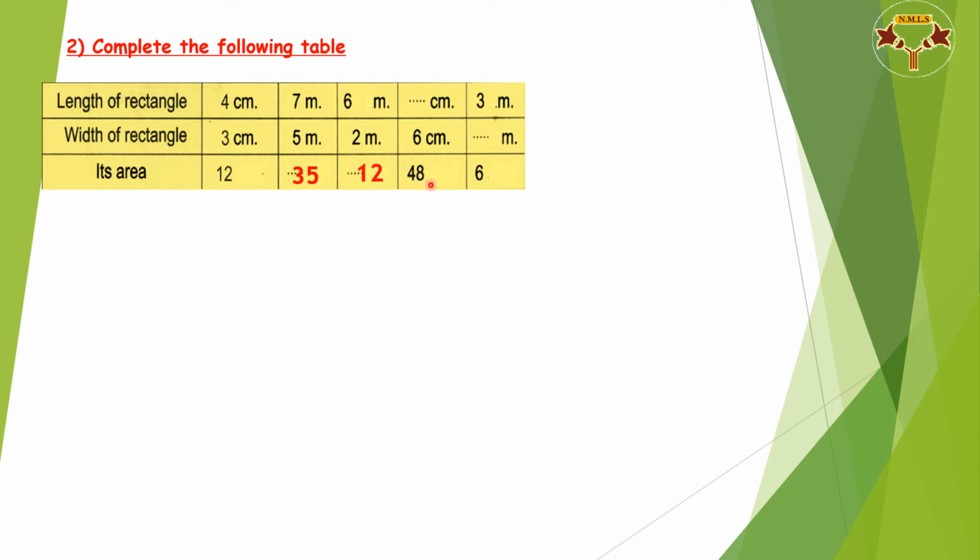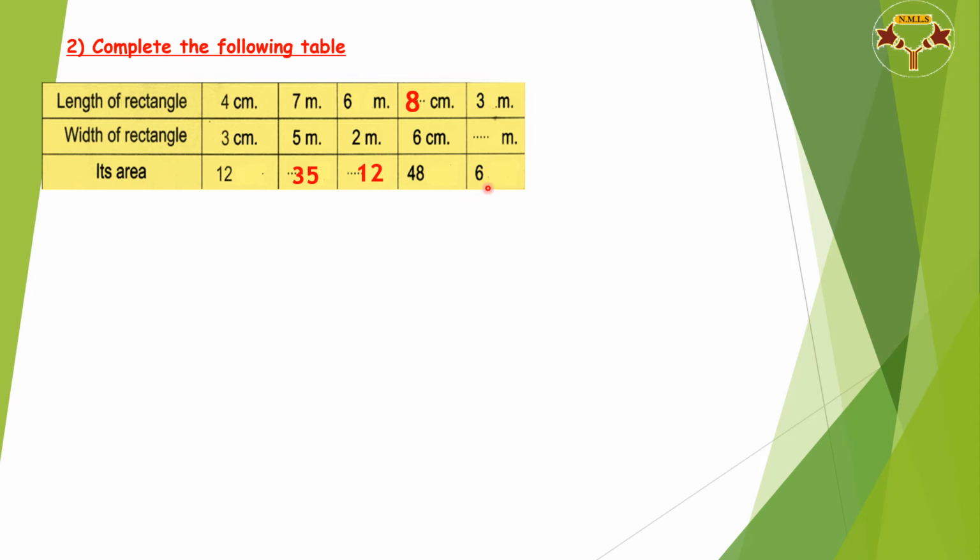Number 4, here we have the area. Area equals 48, and we have the width. Width equals 6. Then we want to get the length. We know that length times width equals area. What is the number? If I multiply it by 6, I will get 48. From table 6: 6, 12, 18, 24, 30, 36, 42, 48. How many fingers? 8. Then the length will be 8.